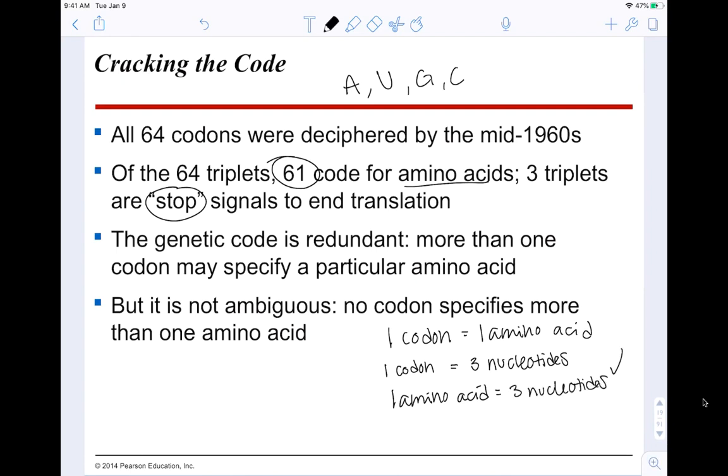That's a question that a lot of people ask on exams. I have so many amino acids. How many nucleotides were needed to code for that? Well, if you have one amino acid, it's 3 nucleotides. Let's say you have 2 amino acids. 2 times 3 is 6 nucleotides, and so on. That's how that would work.